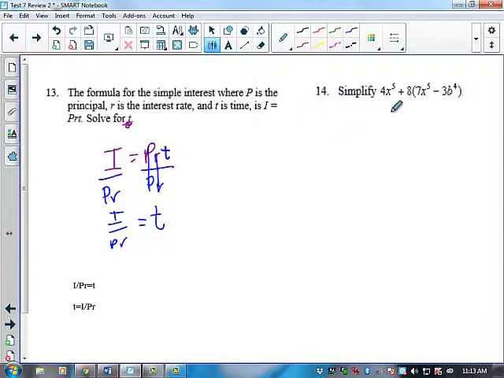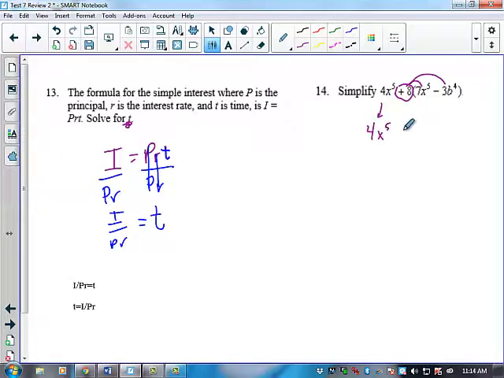On 14, it wants us to simplify this. So the first thing you might think is combine like terms, which is good, but I have these parentheses, and I can't combine like terms when I have parentheses in the expression. So to get rid of them, I'm going to do what this is telling me to do. 8 touching those parentheses means I need to distribute and multiply.